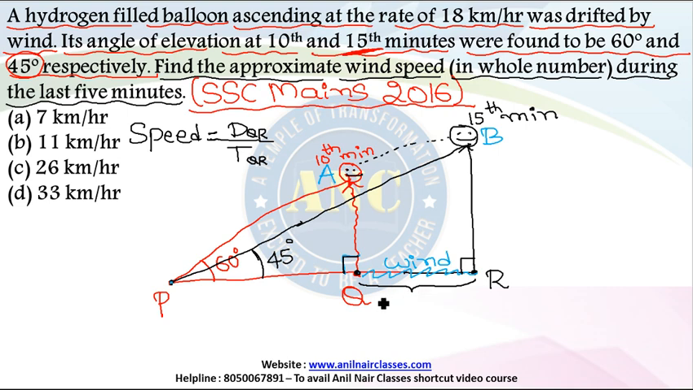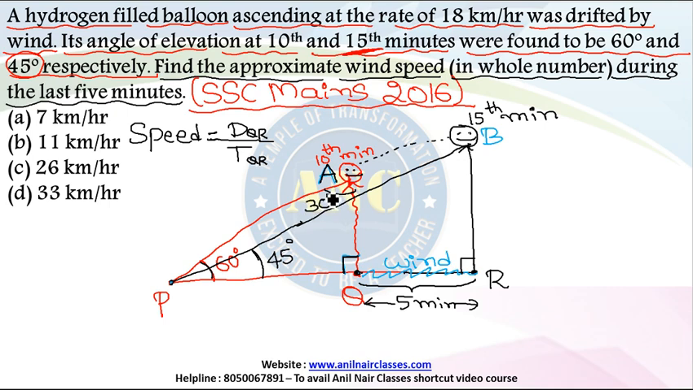Now we know that the time taken from Q to R is 5 minutes. Now think a little logically. I want to find the distance traveled from Q to R. First of all, if I take this triangle PQA, this is 90 degrees, this is 60 degrees. That means this angle should be 30 degrees.